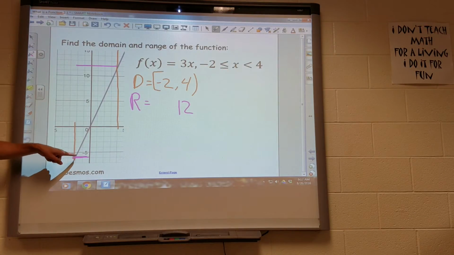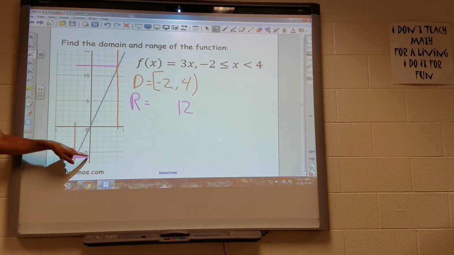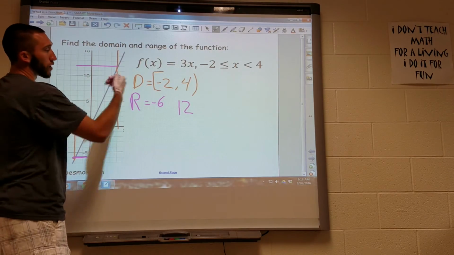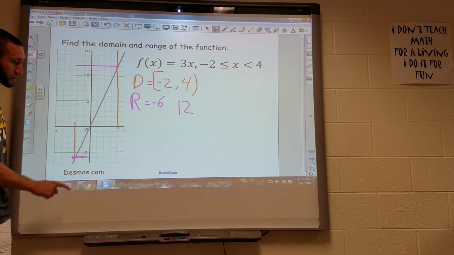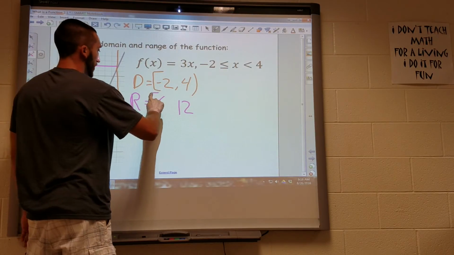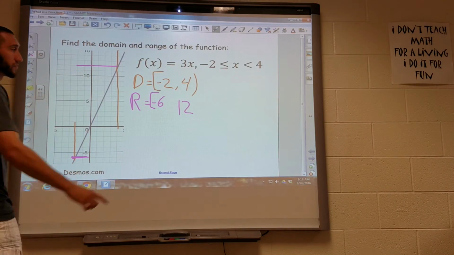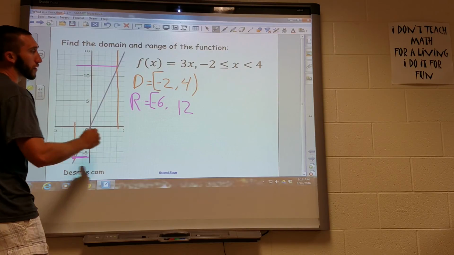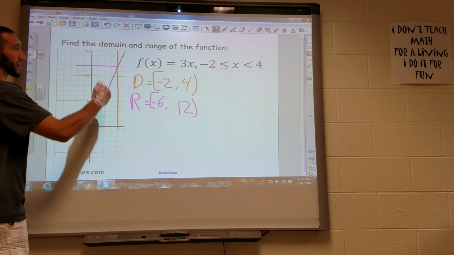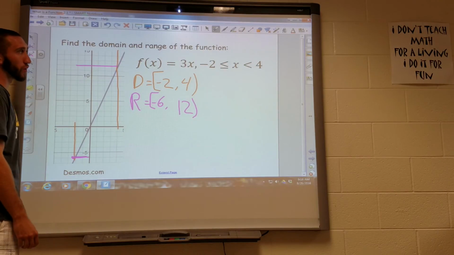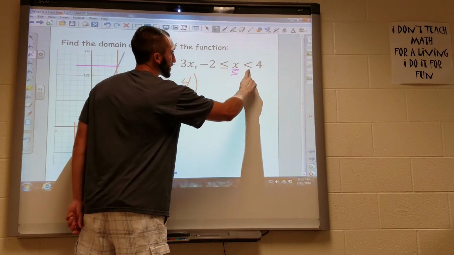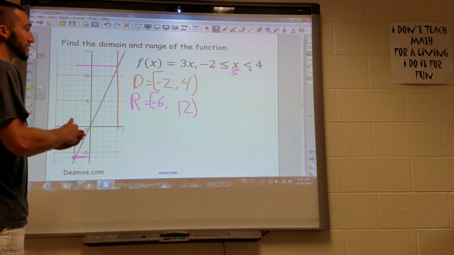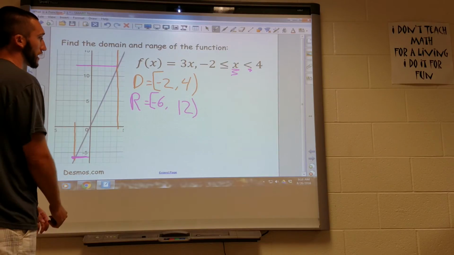And as low as my graph gets in between that interval is -6. Okay, and just like before with our domain, I actually touch this point -6. So my range is going to include the point -6. However, since I'm not allowed to go all the way over to x equals 4, my range is going to be 12, but I never actually touch that point 12, because my x values have to be strictly less than 4. So I'll never actually reach the height of 12. I'll just get very, very close to 12, never actually touching it.